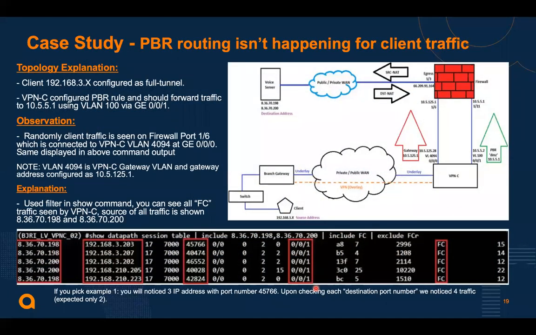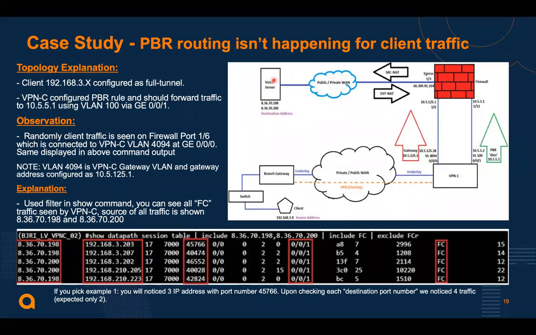So this is one of the case studies that we encountered during our troubleshooting, using PBR. A user in the 192.168.3 network, which is a client, was trying to access a destination address, which is the voice server, in an 8.36 network. Ideally, as per the config, it should take the 0/0/1 main port and reach the server.